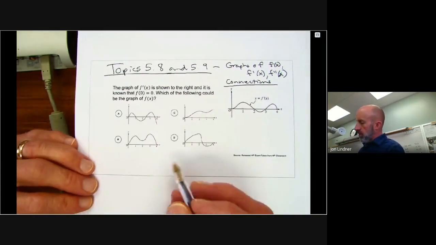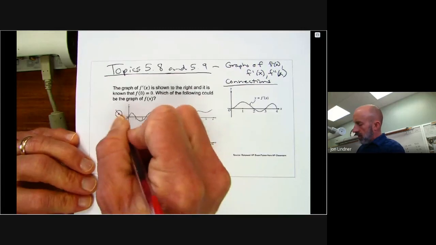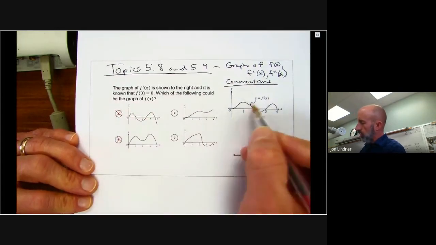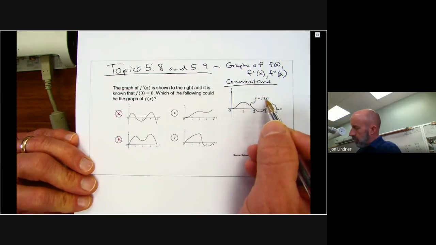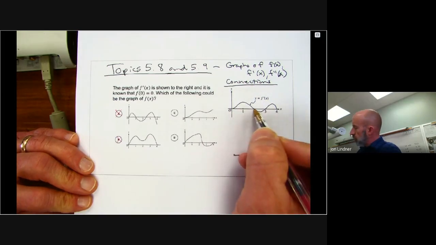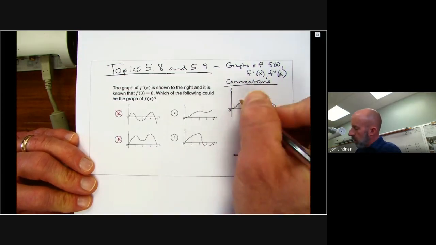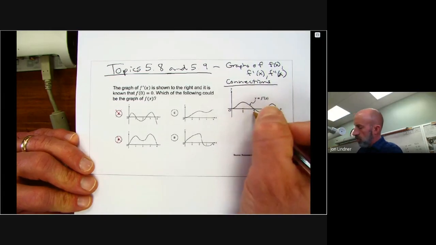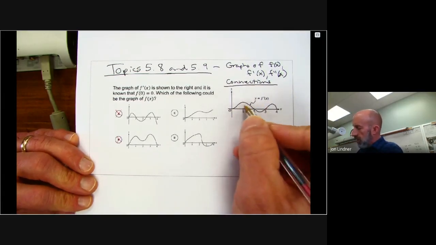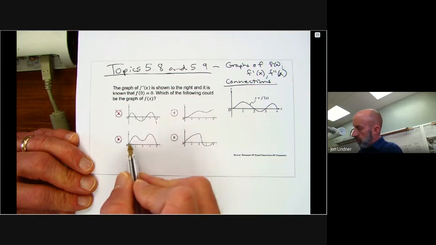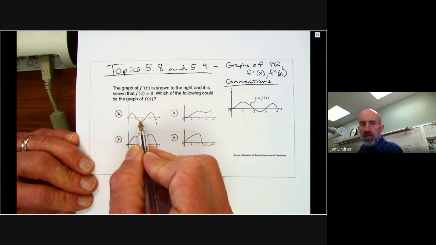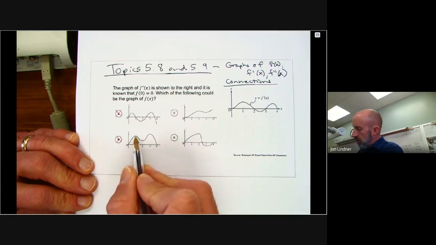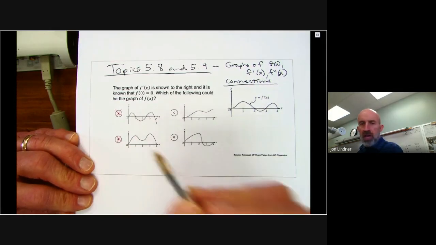Well, right away, we can rule out A and B. Why? Well, if this is my graph of the derivative, the graph of the derivative is telling me the slopes of the tangent line. And f prime of x is positive from 0 to 2, which means that the slopes of the tangent line are all positive from 0 to 2. Well, look here at A and B. From here to here, the slopes of the tangent line are negative. From here to here, the slopes of the tangent line are negative. So it can't be A or B.